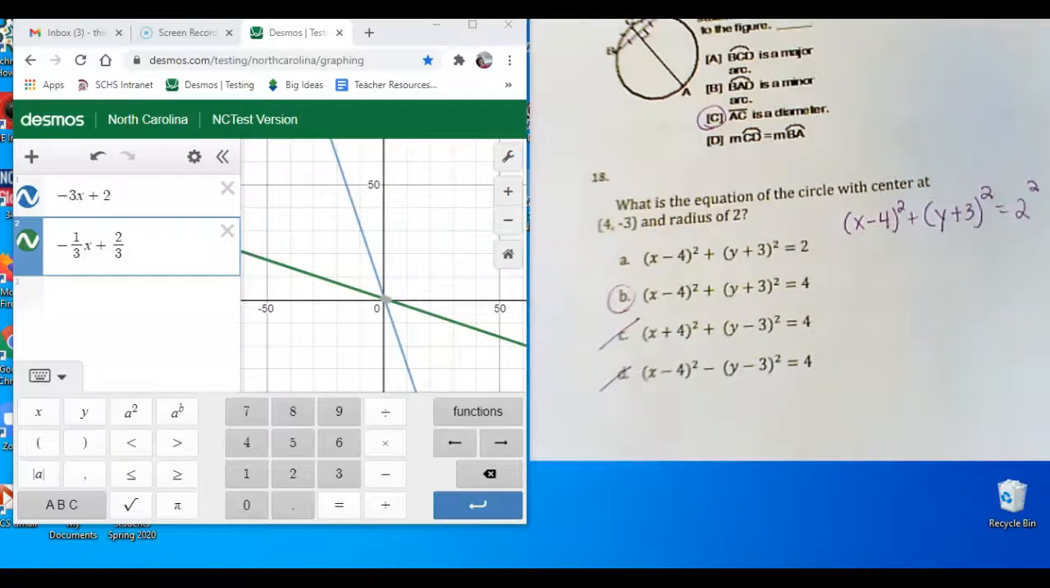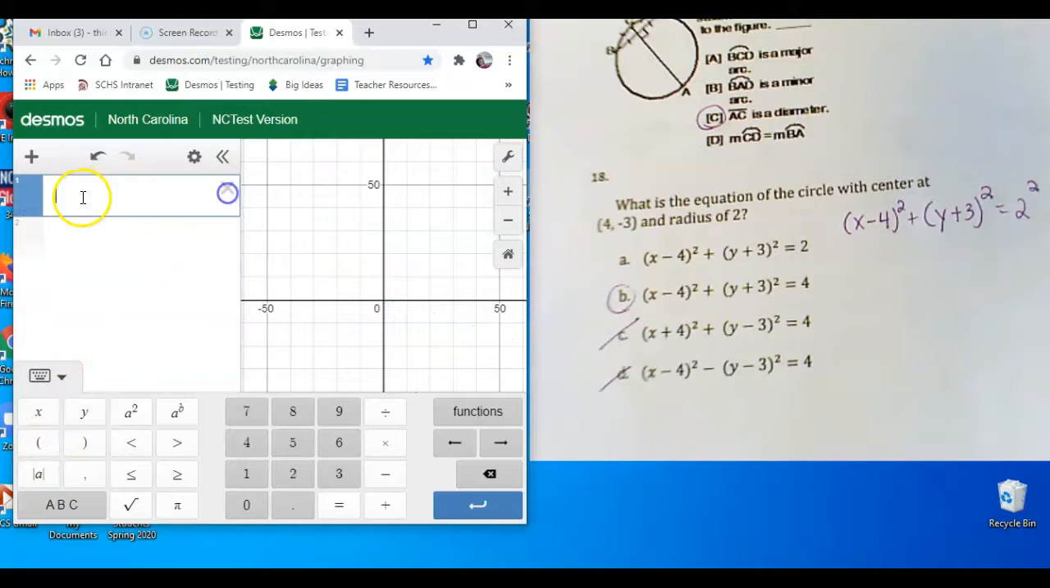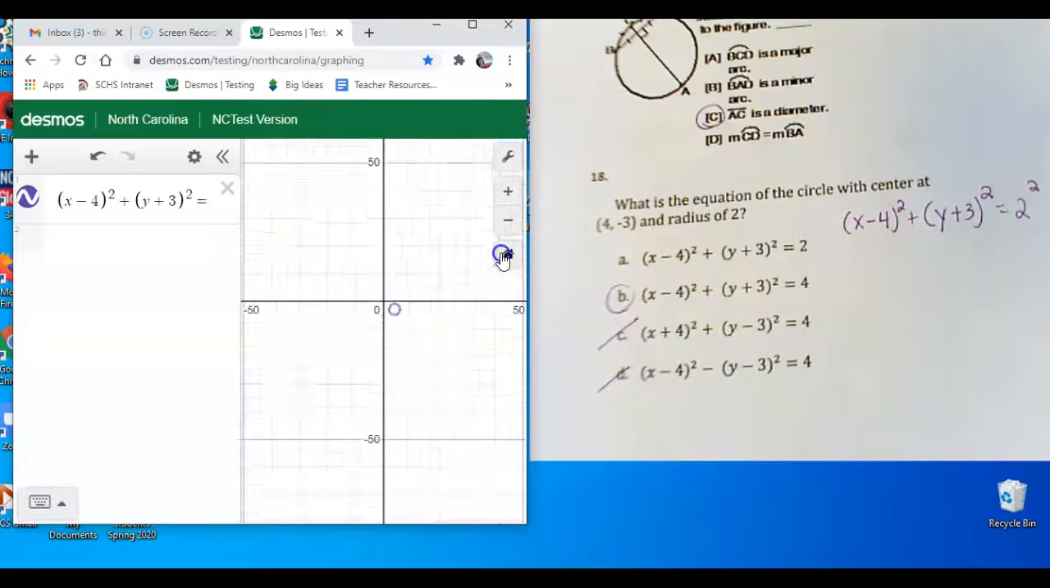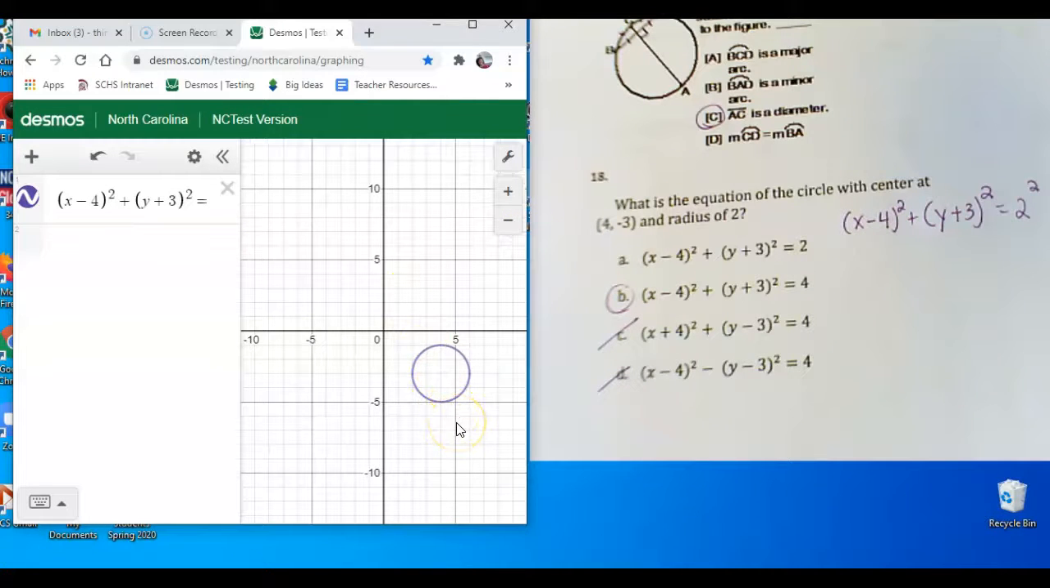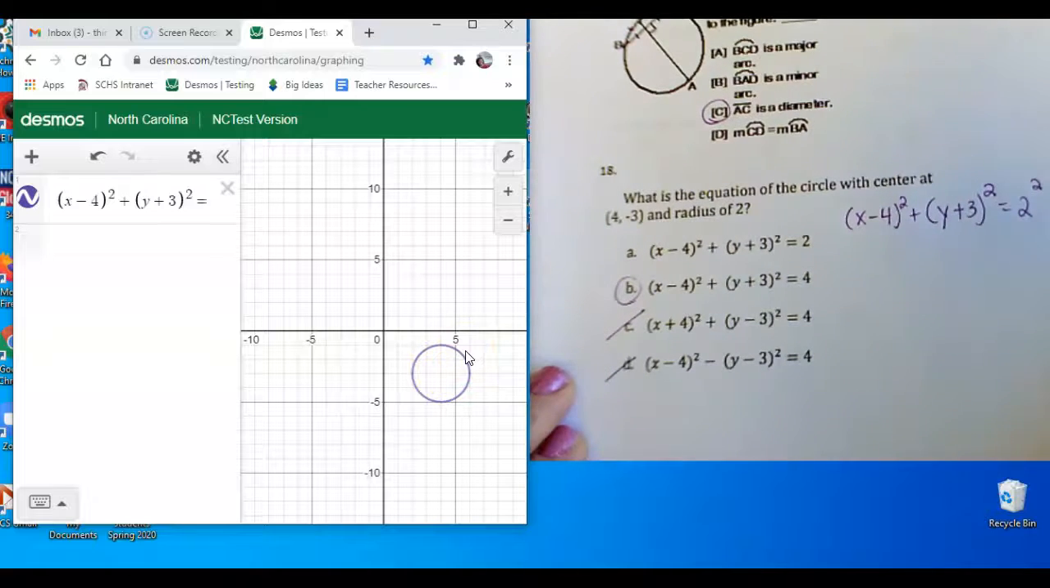Just a reminder that you can also continue with graphing in Desmos. We're going to graph that choice that we chose just to compare. Press home because that circle looked really small. And now that makes sense because 4, -3 is the center, and it does look like it has a radius of 2. So you can graph those to look at those and help you.